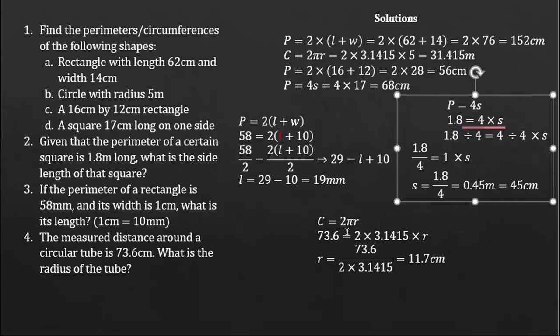And when we divide, remember whatever is done on the left-hand side of the equation must be done to the right-hand side of the equation. So we are also dividing 2 multiplied by 3.1415 by 2 multiplied by 3.1415, which cancels each other out and leaves only r, which is our radius. And that is how we get r is equal to 73.6 divided by 2 multiplied by 3.1415, which gives us 11.7 centimeters.